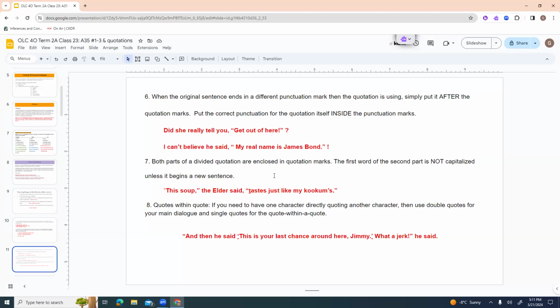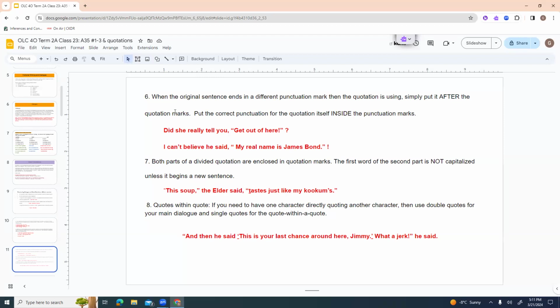Both parts of a divided quotation are enclosed in quotation marks. That's talking about when the tag is in the middle, right? The first word of the second part does not have a capital unless it begins a new sentence. So it says, "This soup," the elder said, "tastes just like my gookums." Now, because this is just a continuation of the sentence, it doesn't need a capital letter. It just continues on with him talking.